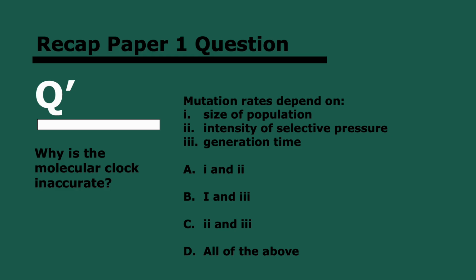Let's do a recap question, see if you were listening. Why is the molecular clock inaccurate? And you have to decide why mutation rates are different in organisms. I'll give you a sec to pause, but I'm going to give out the answer, which is D, all of the above. Again, these 3 affect mutation rates in different organisms, which then determine how quickly they diverge and therefore evolve. So it affects the timing and the determination of this time through the molecular clock.